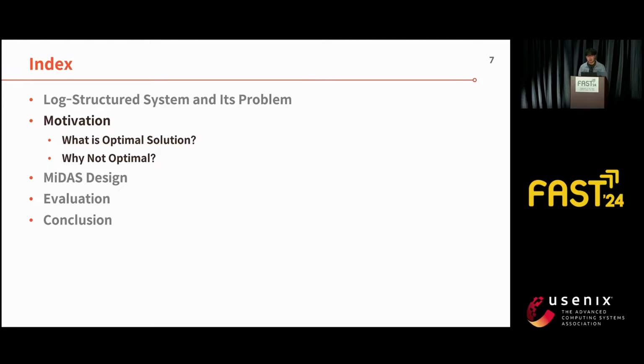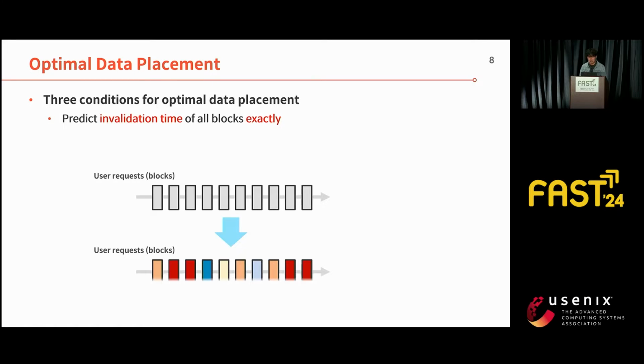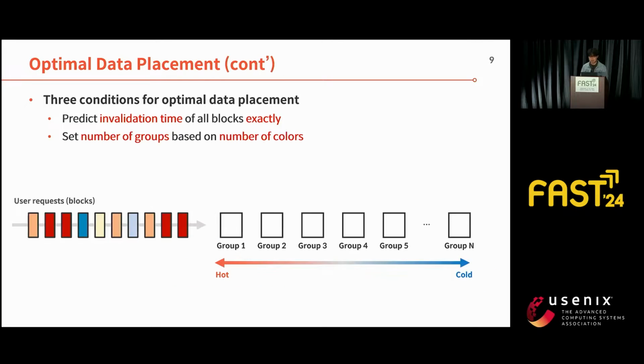Then I'll explain what might be considered an optimal data placement. To achieve optimal data placement, three conditions must be met. First, the optimal algorithm should accurately predict block invalidation times, and blocks are categorized by their hotness, which we will denote using colors for the purpose of this presentation. This means that blocks with the same color exhibit similar invalidation times. Second, the optimal algorithm determines the number of groups according to the number of colors. The number of colors means the number of clusters with similar invalidation times.